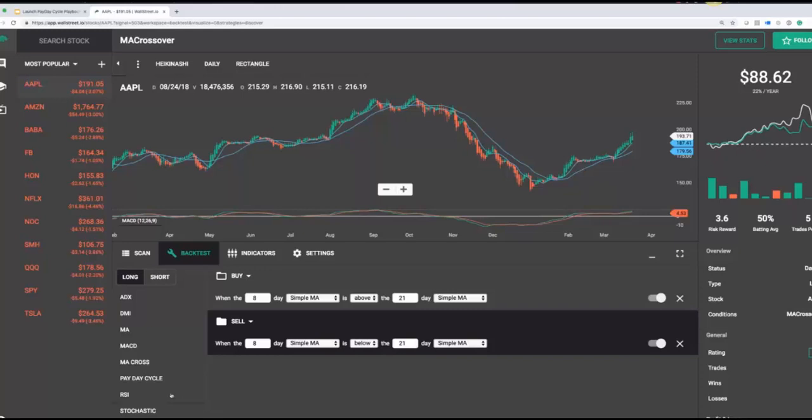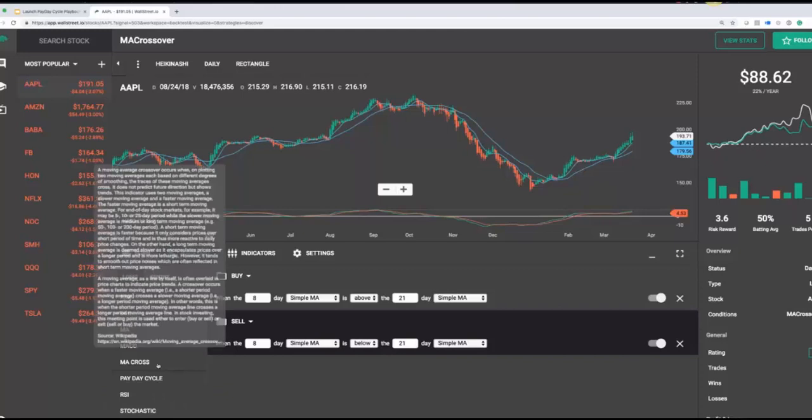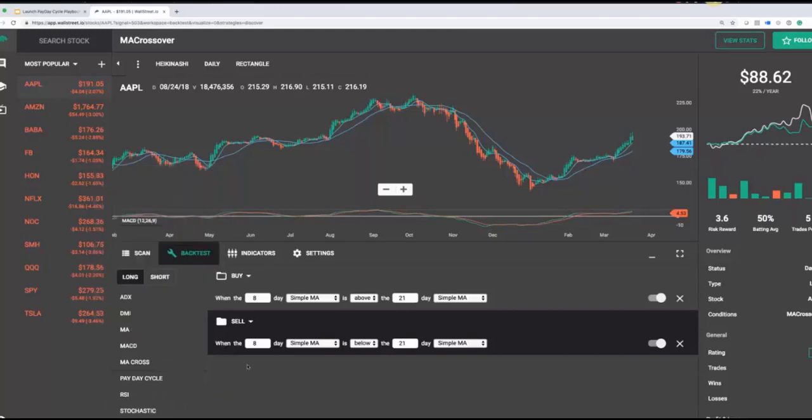You could backtest RSI, stochastics, my payday cycle formula, any moving average crossover. You could backtest the MACD. You could backtest ADX, DMI, or any moving average above or below. You could also create AND conditions as well as OR conditions. It's a very robust system that we've created.